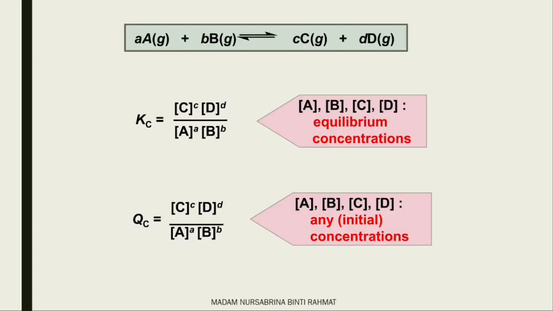Here is an example. You are given A and B as the reactants and C and D as the products. As you can see on the screen, the expressions for K and Q are exactly the same. It's just that K is for equilibrium, whereas Q applies at any instant. It does not necessarily have to be an equilibrium system or equilibrium moment. Q can be applied at any moment as the reaction proceeds.